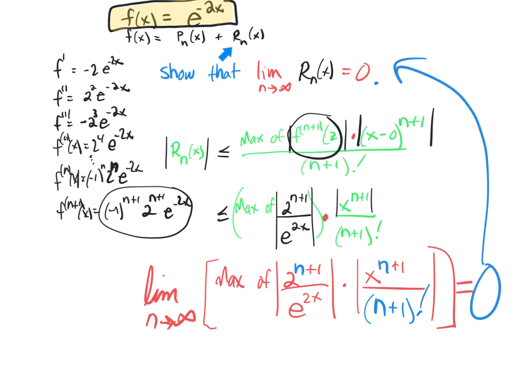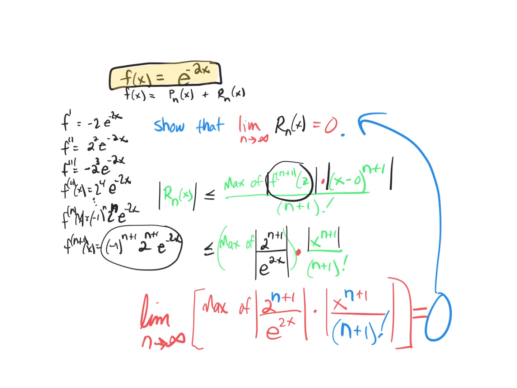We've shown that the series for e to the negative 2x certainly converges exactly to the function e to the negative 2x.